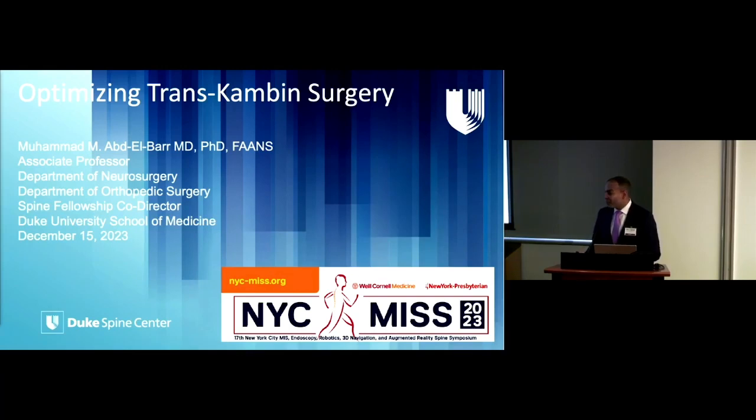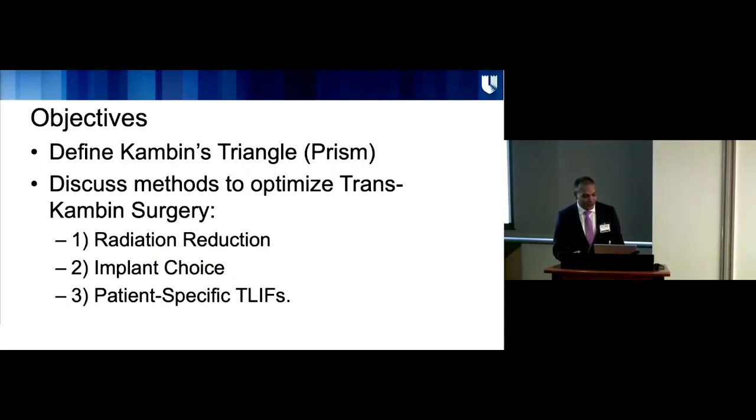So today I'll be talking about optimizing Kambin's triangle surgery. Here are my disclosures. So just in terms of objectives, I have 10 minutes, so I'm going to talk pretty fast. Talking about defining what Kambin's triangle is, and I think we should actually call it Kambin's prism because it's a three-dimensional structure. And then we'll talk about adjuncts to make operating in Kambin's triangle or prism safer. Radiation reduction, we've talked a lot about that today. Implant choice, and we're going to hopefully introduce this concept of patient-specific TLIFs.